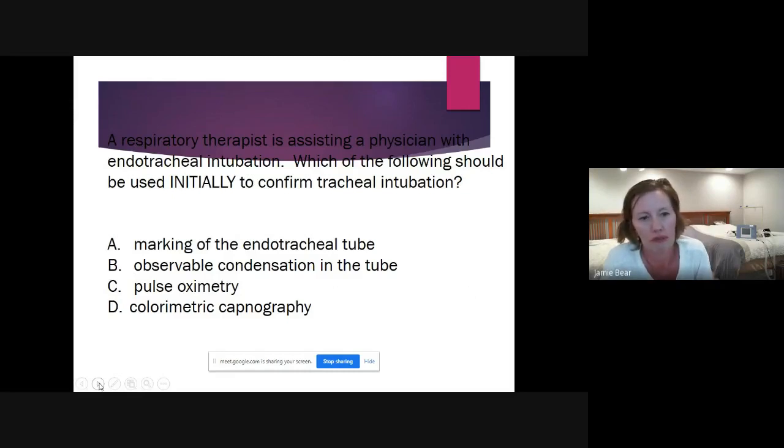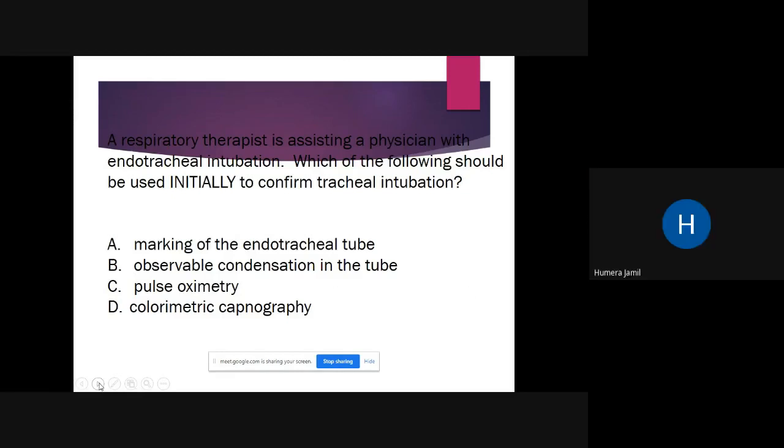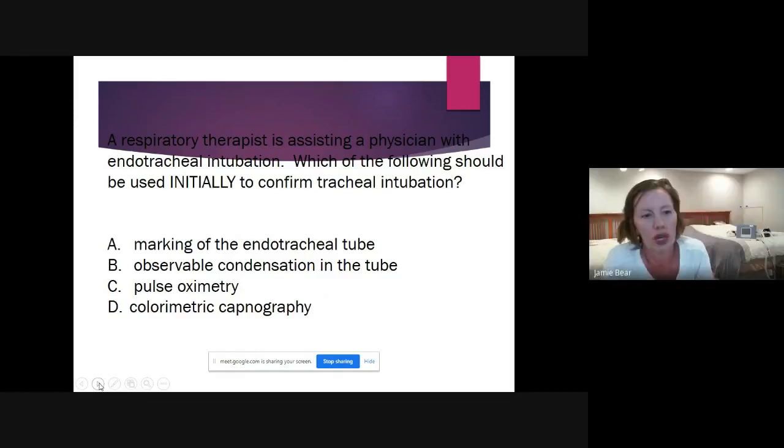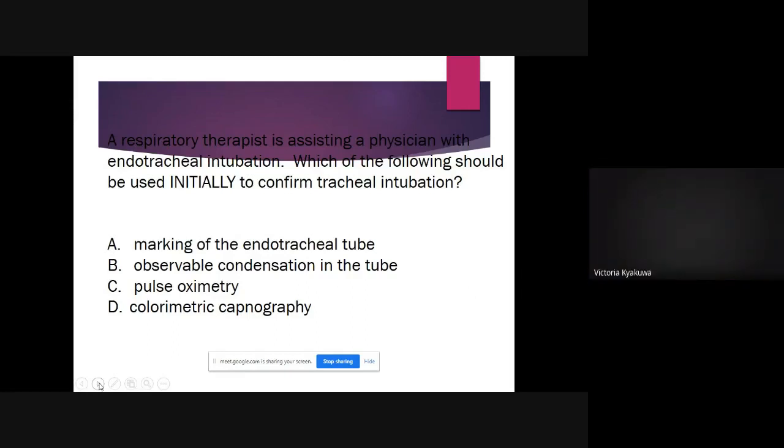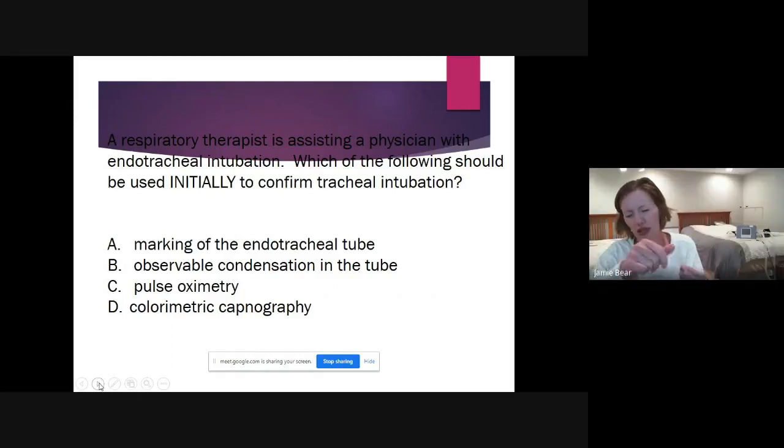Initially. Okay, no. So the first thing you guys think about: the doctor puts in the tube, and what is the first thing you do? What do you put on? Capnography. Yeah, throw on your easy cap and then you start bag valve masking, or start ventilating with the ambu bag. Good. So the answer is D as in dog, colorimetric capnography. That just means your easy cap.